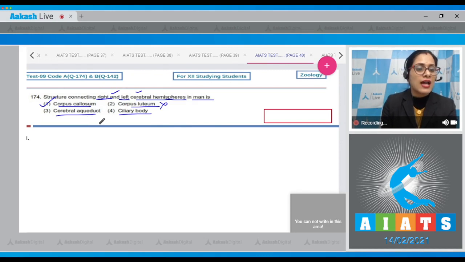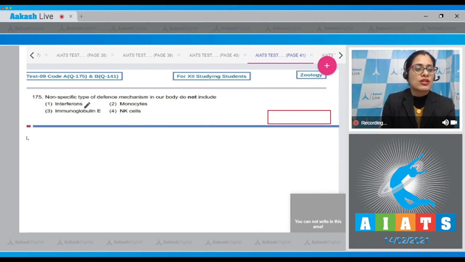The next is cerebral aqueduct. This is incorrect. Cerebral aqueduct is a canal for passage of cerebrospinal fluid from forebrain to hindbrain. And the last option is ciliary body. This is incorrect. Ciliary body in eye is thick anterior part of choroid. So the correct answer to this question is option number 1. Let's move on to the next question, question number 175.